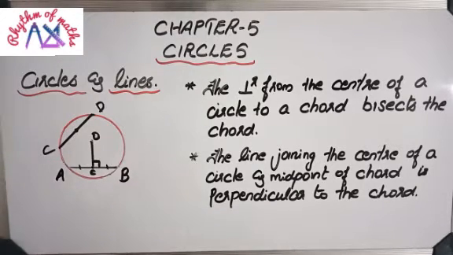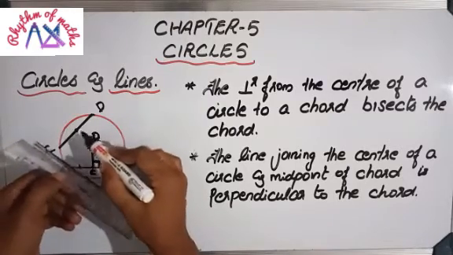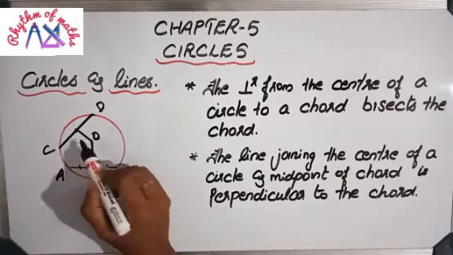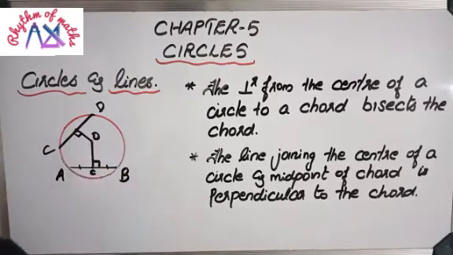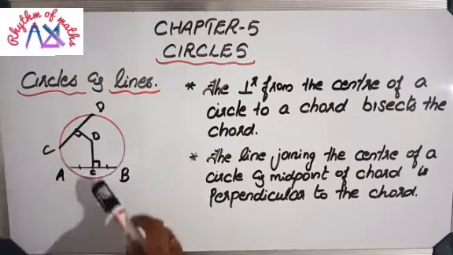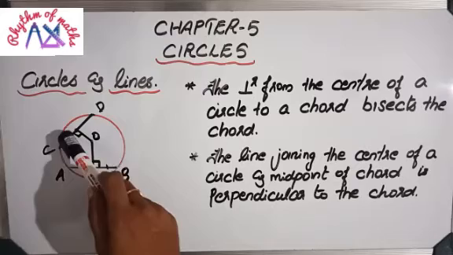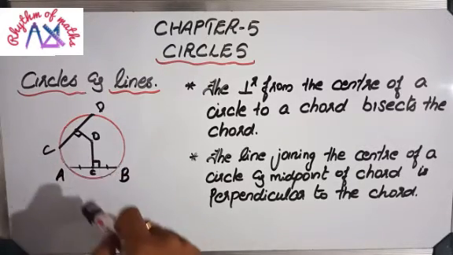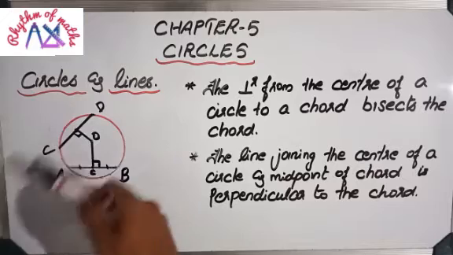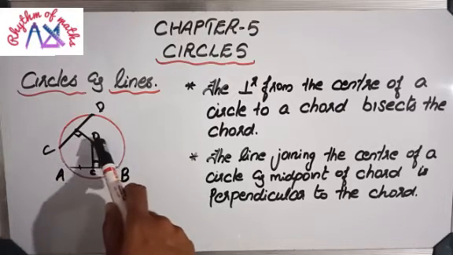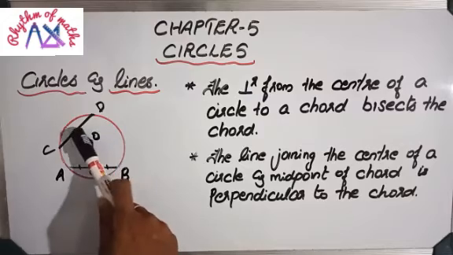Then if we join this midpoint of the chord and the center of the circle, this line will be a perpendicular line, a 90 degree line. It will always be a 90 degree line. Same concept, just reverse. The perpendicular line divides the chord into equal halves, and when we join the midpoint and center point, that line will be what? A perpendicular line to the chord, that means a 90 degree line. Without using a protractor, we can draw a perpendicular line by joining the center of the circle and the midpoint of the chord.